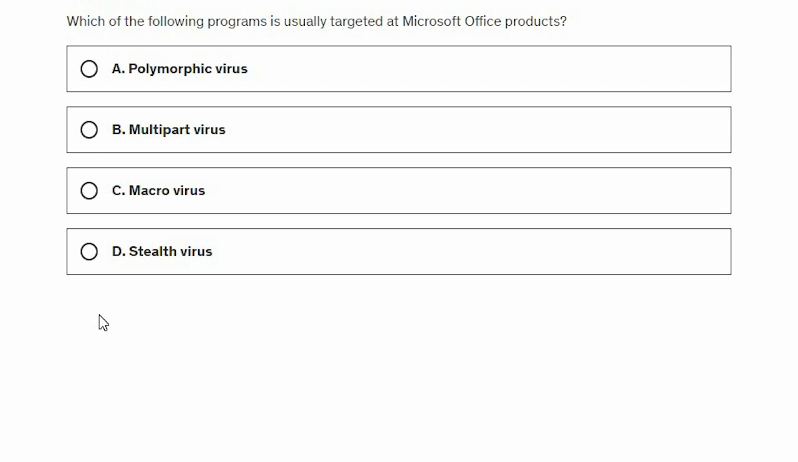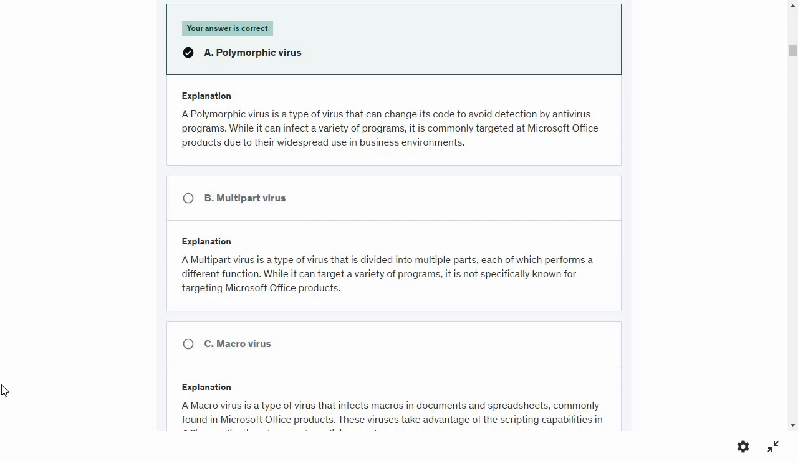Which of the following programs is usually targeted at Microsoft Office products? A. Polymorphic virus. B. Multipath virus. C. Macro virus. D. Stealth virus. Pause the video and answer the question. The answer is A. Polymorphic virus. Question number 1. Answer number 1.